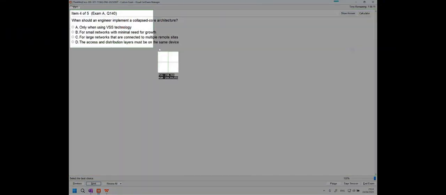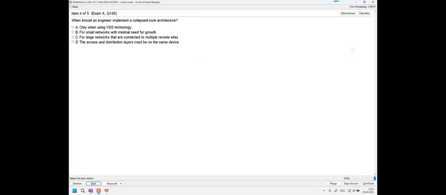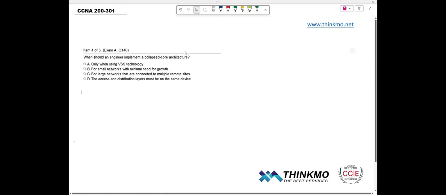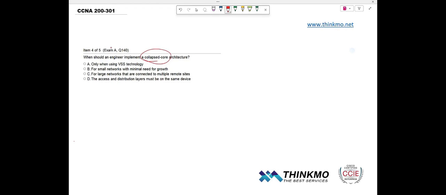Okay, fourth question. The fourth question is about when the engineer uses this kind of question. This kind of question actually appears many times. It is the collapsed core structure. We have already talked about this collapsed core structure several times before. This core and distribution, and then this access. Right? And then below is this terminal.